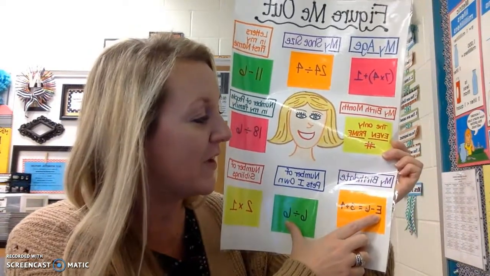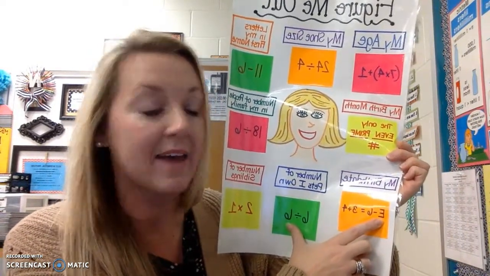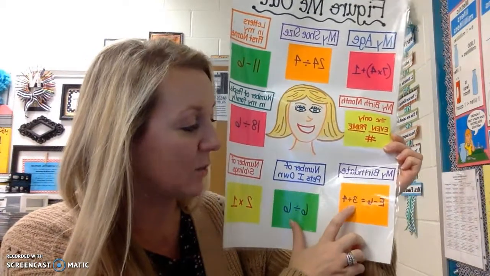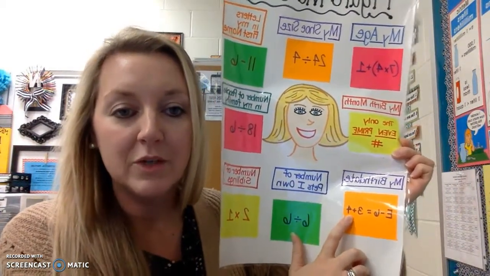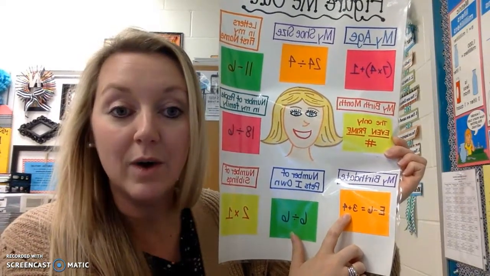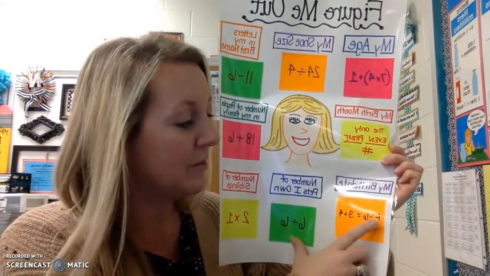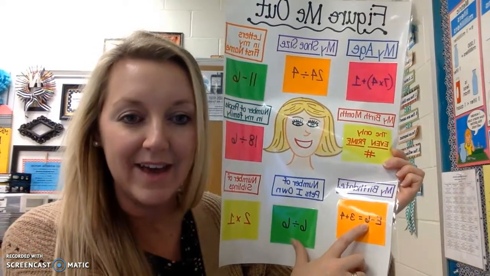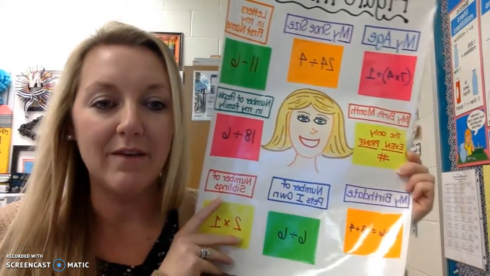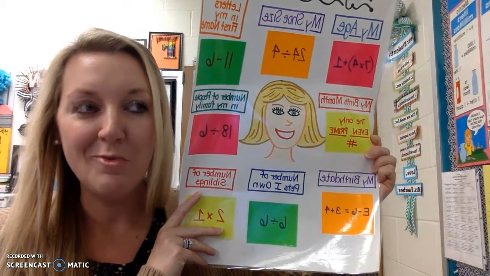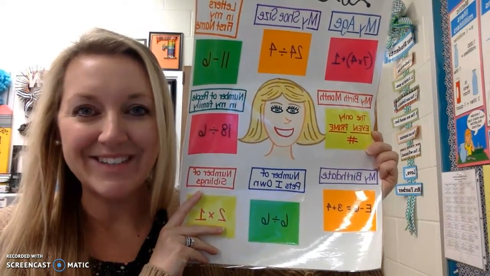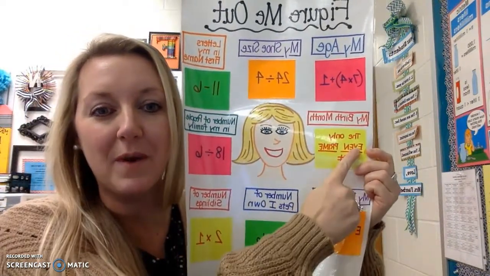Down here, I used a letter in my equation, and this letter is called a variable. So let's see if you can figure out my birthday day. So E minus 6 equals 3 plus 4. So we would want to do 3 plus 4 first. That would give you a sum of 7. So now, what minus 6 would give you 7? Anybody know? Yes, it is 13. So I was born February 13th. See how you're figuring me out?